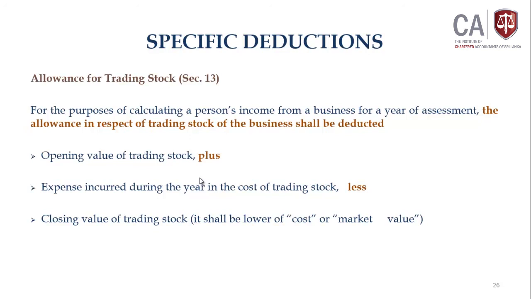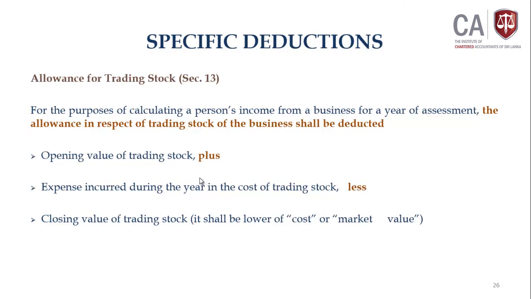How do you calculate? You take the opening value of trading stock, the opening balance, plus expenses incurred during the year in the cost of trading stock. We will clarify that under section 42, I believe. Then minus the closing value of the trading stock. So, opening stock plus purchases, cost incurred, minus closing stock. That is the normal calculation of the cost of sales. It is like accounting, like the accounting standard.